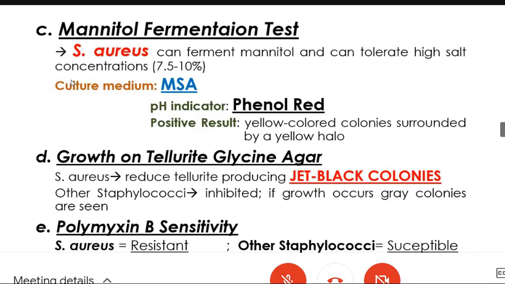Okay? So, another biochemical or their growth again on the different media is their growth on tellurite glycine agar. When you get to see now jet black colonies, this is due to the reduction of tellurite. Now, other staphylococcus are inhibited, so walang growth. Kung magkaroon man ng growth, hindi siya magbibigay ng jet black colonies. Rather, gray colonies are seen lang.